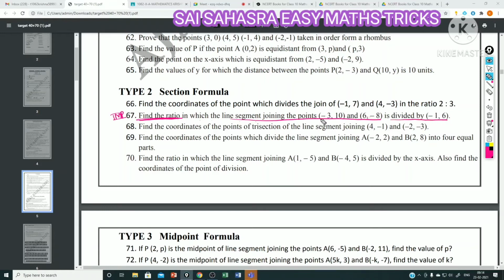Now you tell me which is A, which is what they are asking us to find. So m is to n they are asking us to find. M is to n. Okay, and you identify A, B, and P. So this is A, this is B, divided by. So which point is dividing, that point is P. So A is given, B is given, P is given. We need to find out the ratio.